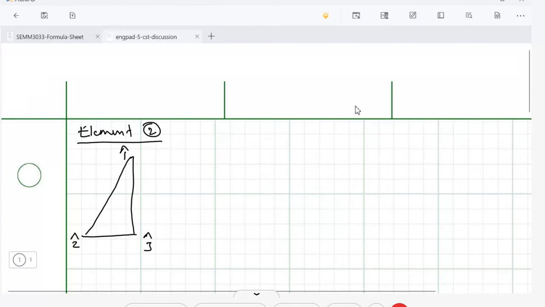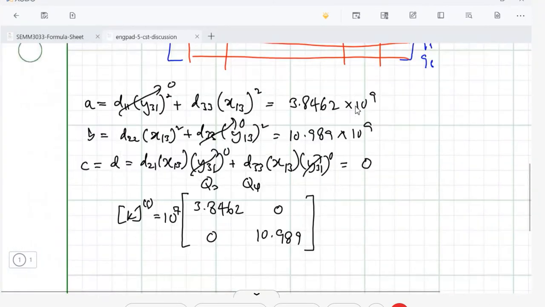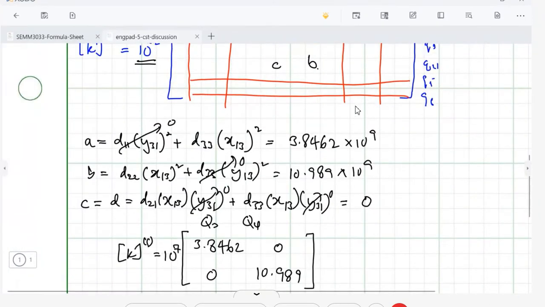Yeah, Zafira, any question? Doktor, I want to ask about the C and D, how can they be equal? I did not understand earlier. Okay, for element number one, why are C and D equal?